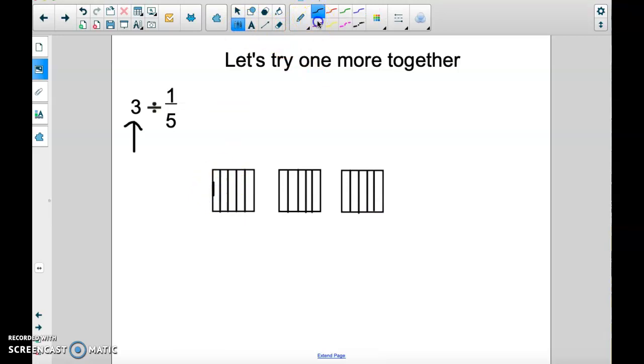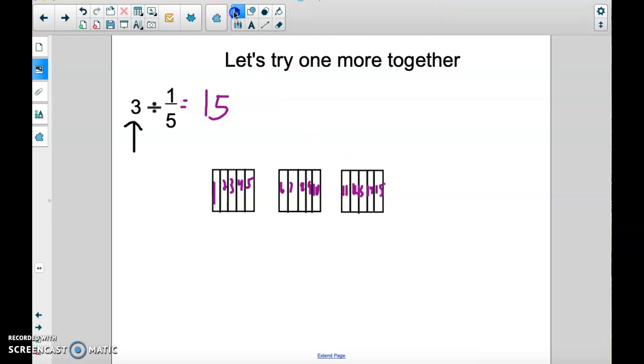1, I'll use a different color. Let's go purple. 1, 2, 3, 4, 5, 6, 7, 8, 9, 10, 11, 12, 13, 14, 15. Then I get 15 as my answer.